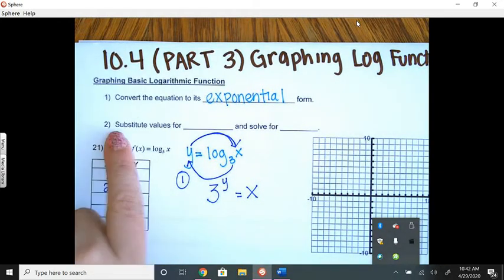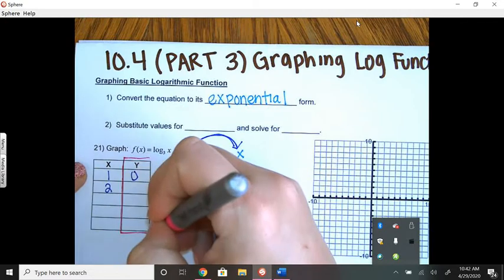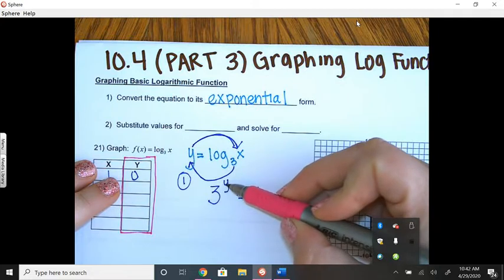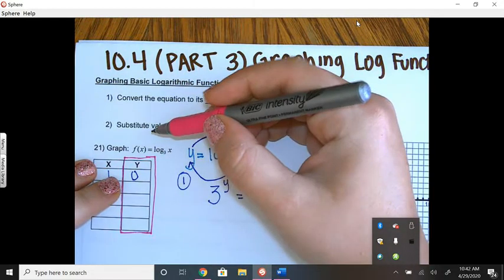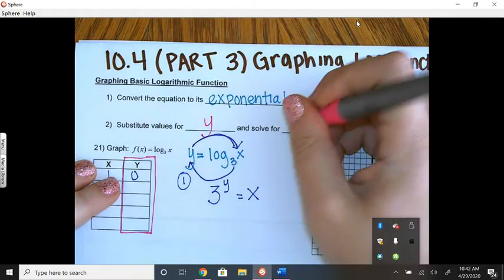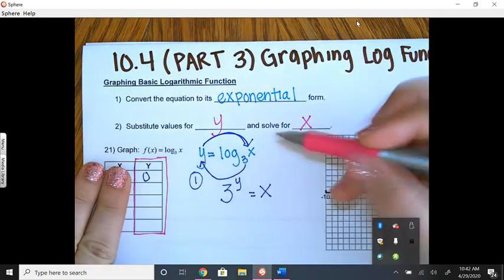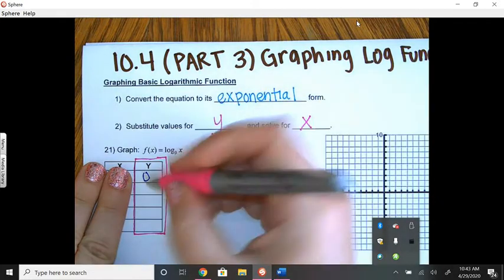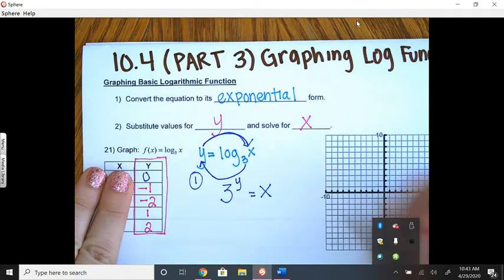Then step 2: instead of plugging numbers in for x like we normally do, we're going to plug numbers in for y, because we can do that much easier. We could put numbers in this spot and do 3 squared or 3 cubed a lot easier than having to plug in numbers for x. So I'm going to substitute values for y and then get the x. Any number can go into the y spot because it's just an exponent. So I could pick -1, -2, 1, 2. We could pick whatever number we want, and then plug them in.